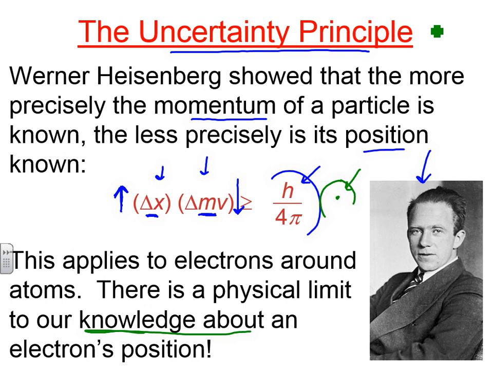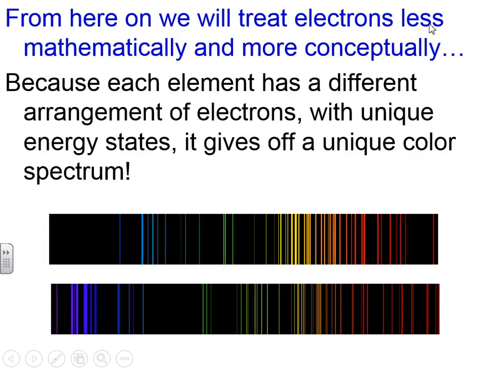So, that being said, what we'll do from here on out is we will treat electrons less mathematically and more conceptually. We'll talk about where they are and their configuration and so forth. And because each element has a different number of electrons and arrangement with unique energy states, especially when the electrons combine their waves, every element gives off a unique spectrum.